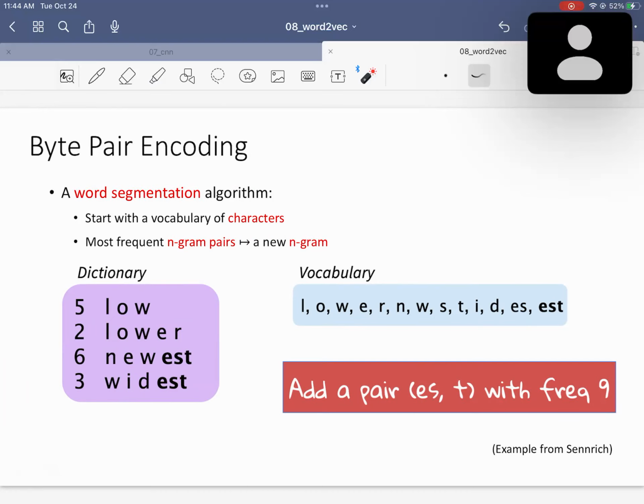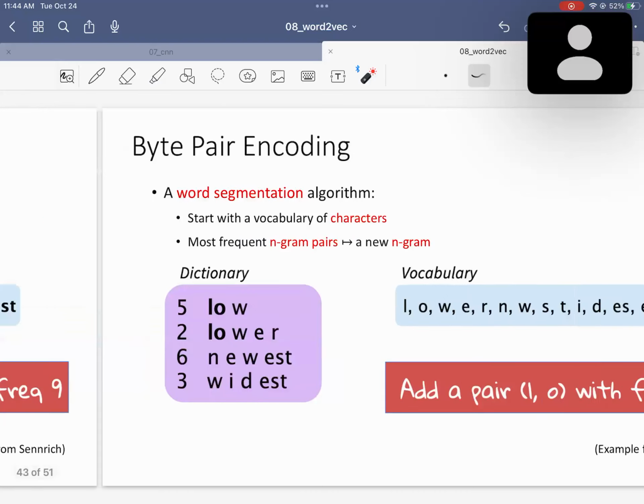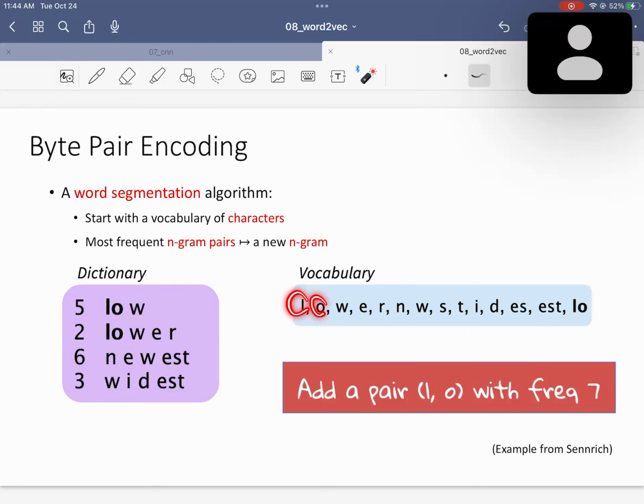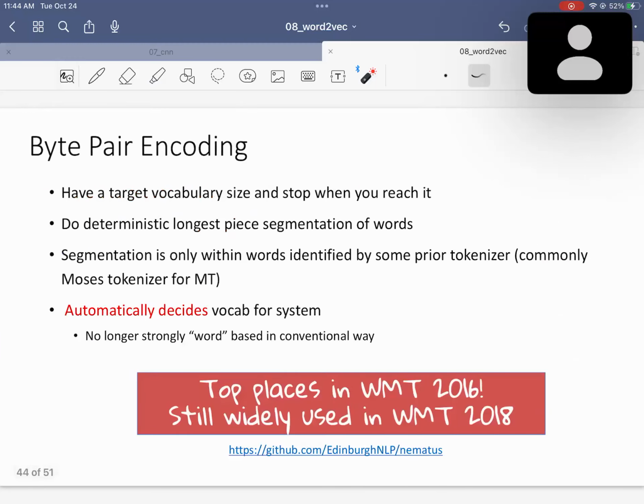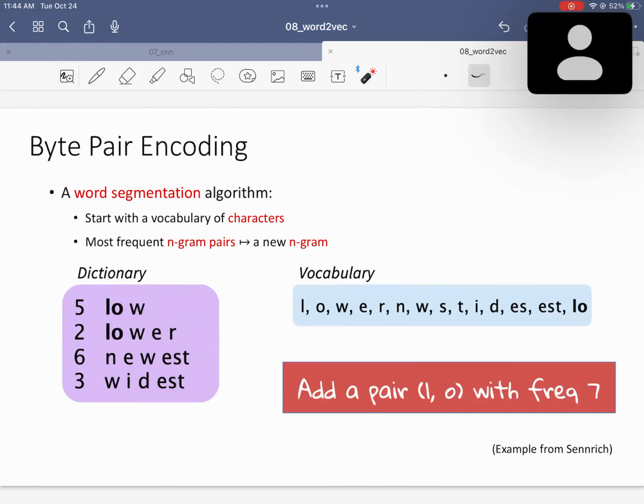Yeah, ES. Okay, so then it becomes LO. So now L and O, LO 7 times. That becomes LO, and so on and so forth. You keep doing this until when? Until you are satisfied with the size of your dictionary or the size of the vocabulary.